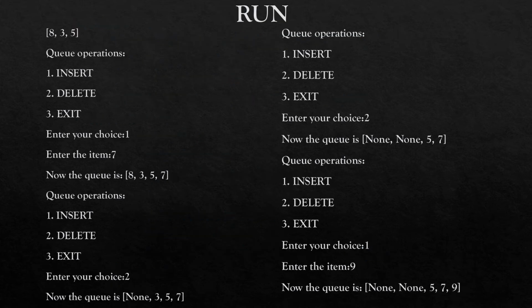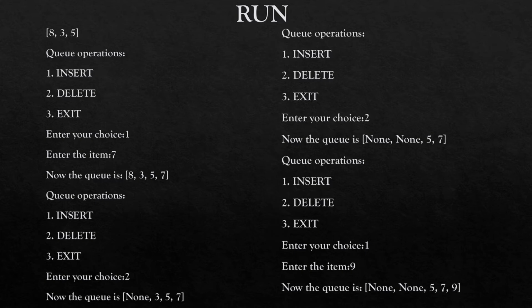Now once we run the program, we will get the output like this. Our queue is initialized like this with 8, 3, and 5. There are 3 elements in the queue. The different queue operations are insert, delete, and exit. Let's say the first choice entered is 1, and the entered item is 7. Then the item 7 will be appended to the queue, and the new queue becomes like this: 8, 3, 5, and 7. And the next set of queue operations are like this.